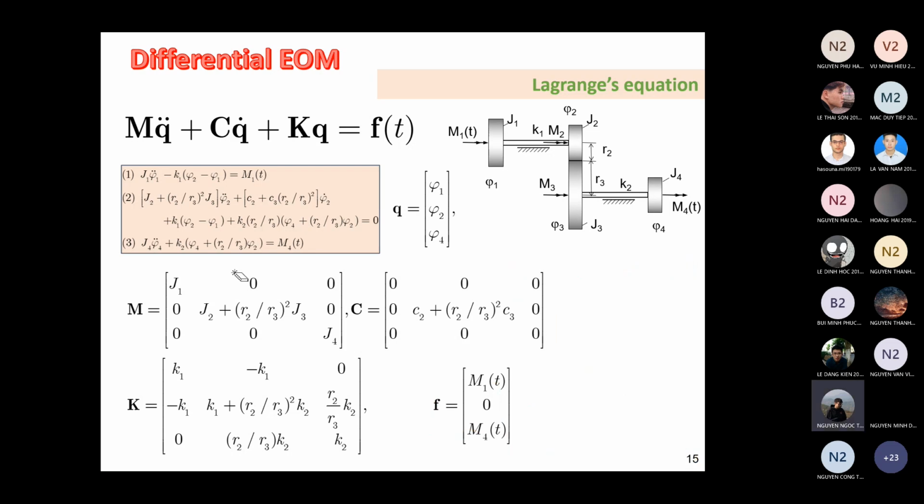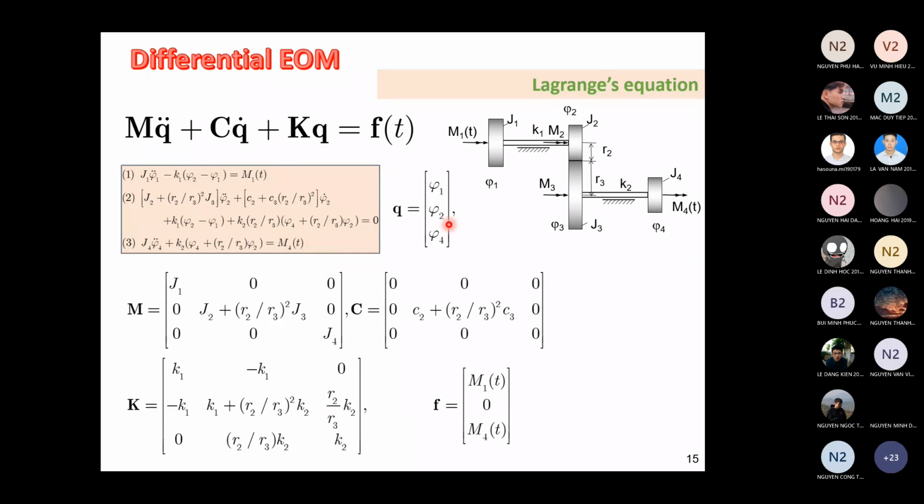Yes, so this is the matrix for the M, C, and K, and also F here. F here they have M1, 0, M4. Remember that.